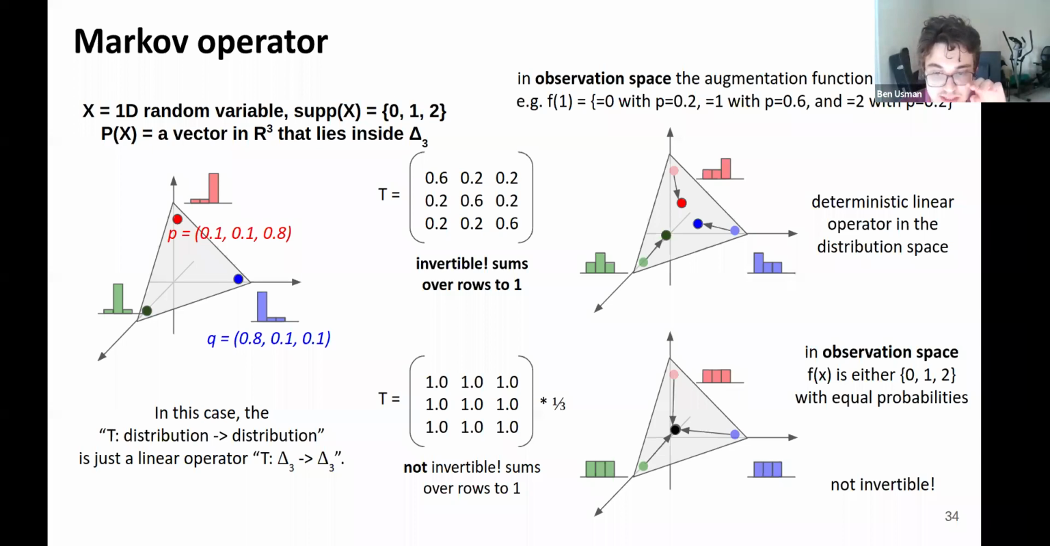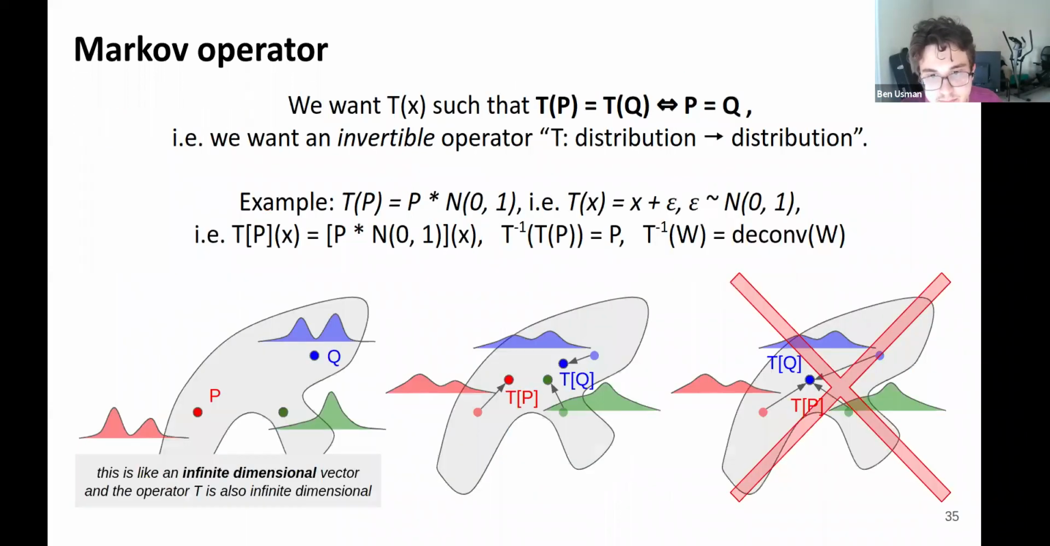So in case of simple 1D discrete variables, even though in observation space the augmentation is random and non-invertible, the transformation over distributions is invertible as long as the corresponding matrix, this matrix, is invertible. And in case of distributions over real variables, the same logic applies, but instead of finite dimensional vectors and finite dimensional matrices, we now work with infinite dimensional objects, but the idea that invertible operations should not map different distributions into the same distribution remains.